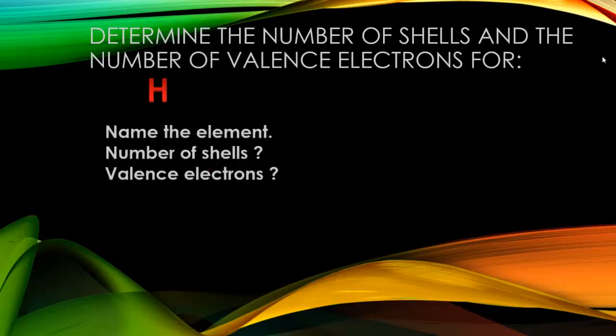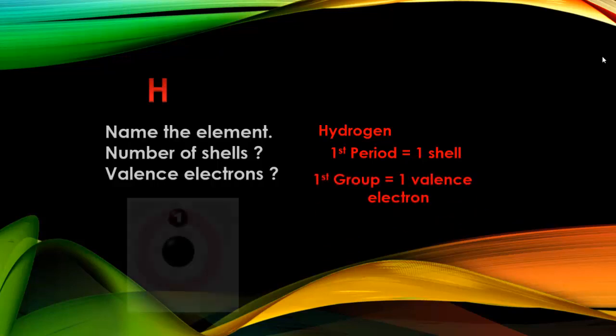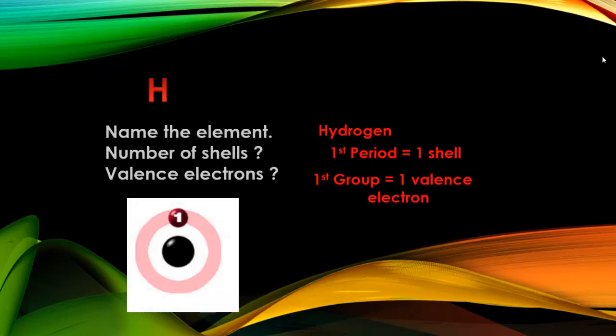Next up is hydrogen. Hydrogen is element number 1. If you take a look at hydrogen's place on the table, element 1 is in group 1 and period 1. So that is hydrogen, 1 shell because it's in the first row, 1 valence electron because it is in the first group. And there's its picture right there.